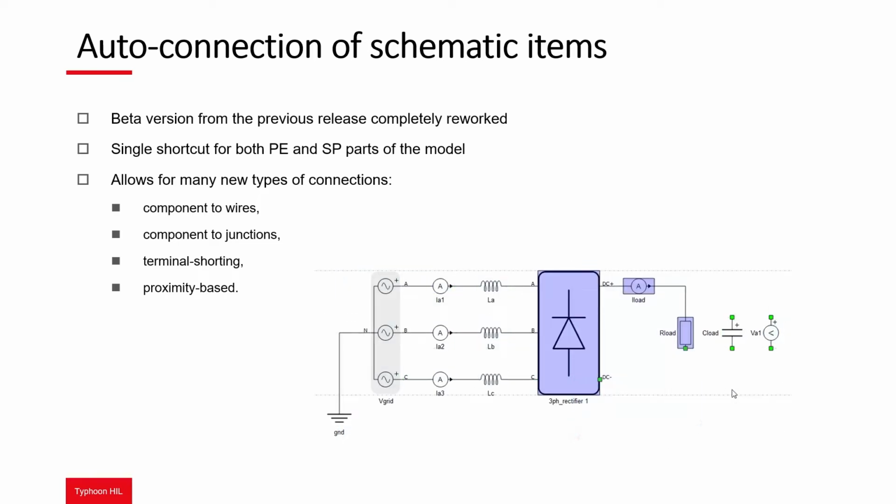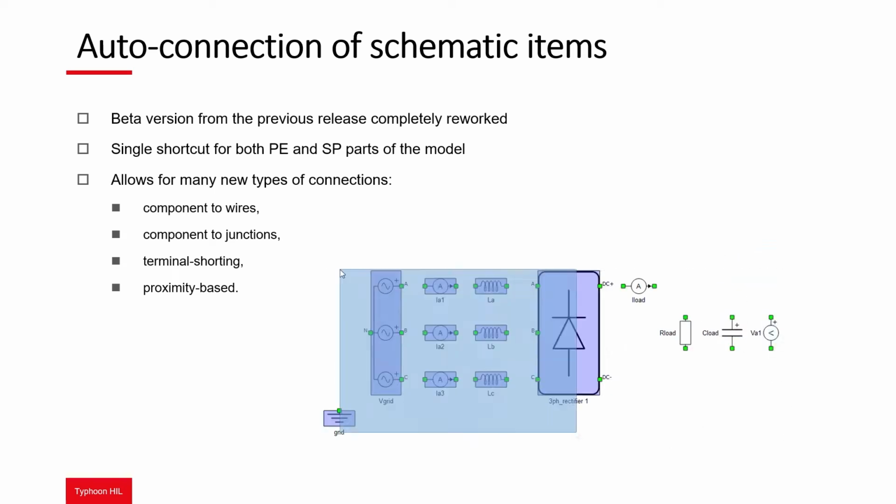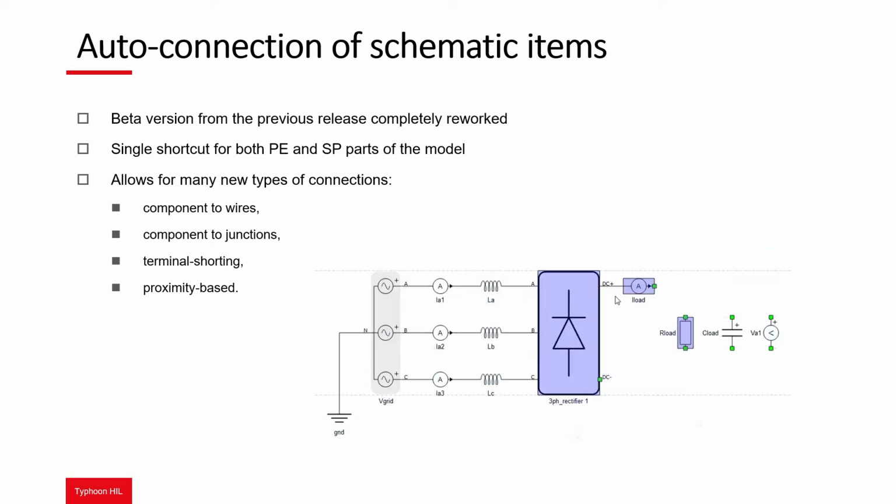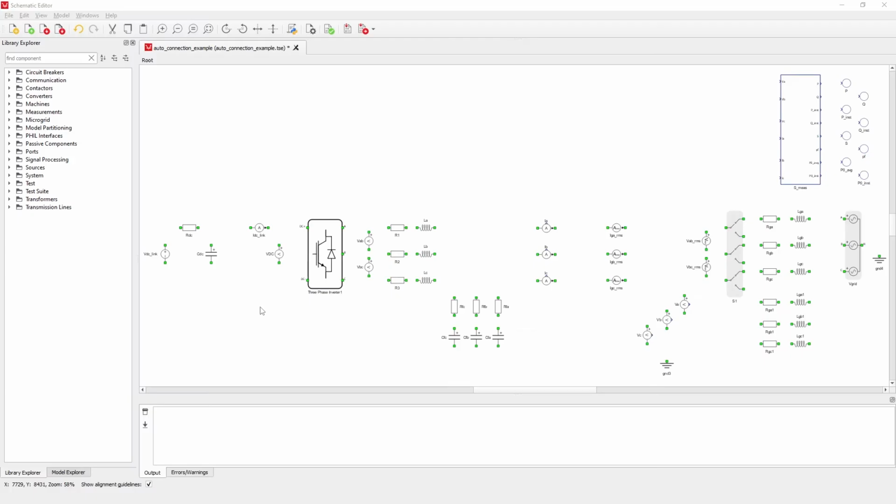Now, let's look at an example which demonstrates different ways that the Auto Connect function can be utilized to accelerate the process of creating models in the schematic editor. This example features a model of a grid-connected converter, which involves numerous components in various positions, requiring different types of connections. The model consists of a DC stage, a three-phase inverter, and the AC stage together with the AC grid.